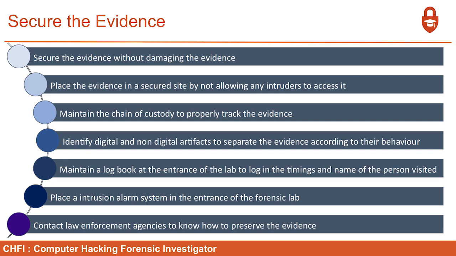Next is to secure the evidence without damaging the evidence integrity. So you have to secure the evidence in the correct place. You have to maintain the chain of custody, identify the digital and non-digital artifacts, and maintain a logbook at the entrance of the lab to log the timings and name of the person who visited. Place an intrusion alarm system at the entrance of the forensics lab. Contact the law enforcement agencies to know how to preserve the evidences.